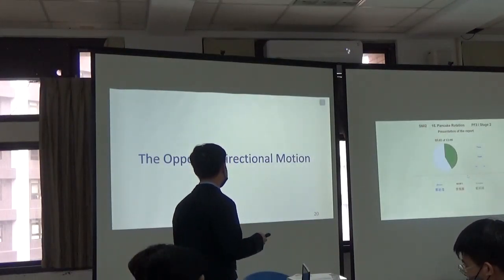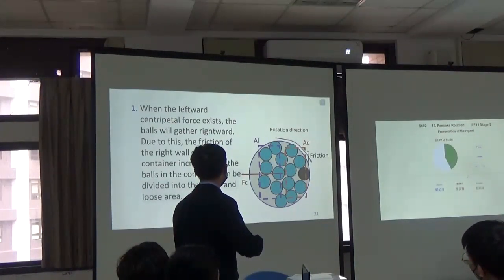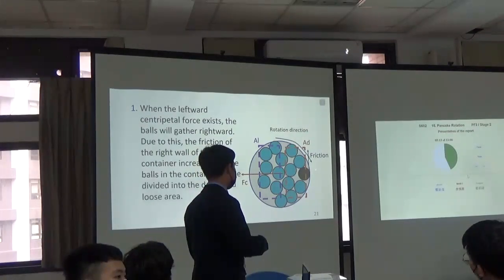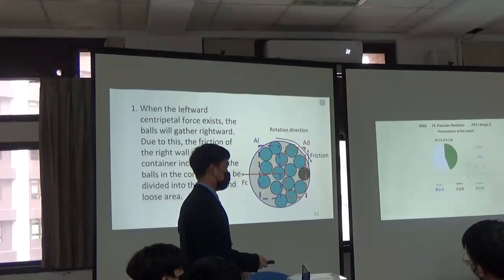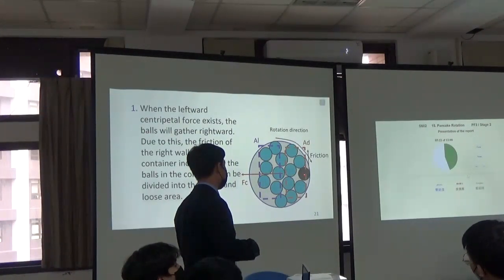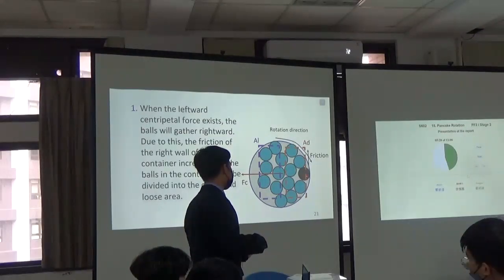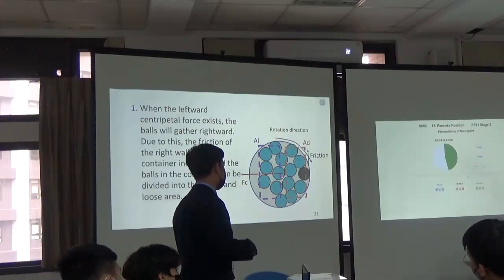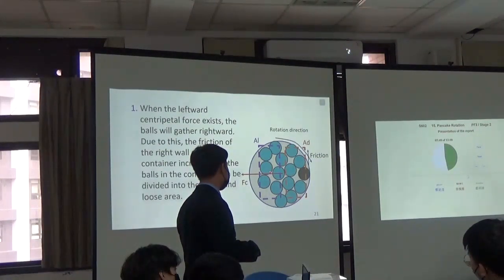Okay, let's start the opposite directional motion. First, the leftward centripetal force axis. The balls will carry rightward. So here will be a dense area, and because the density of balls here is higher than here, the friction of the dense area will be higher too, and the loose area, because the density is lower, you don't have much friction against the rotation.